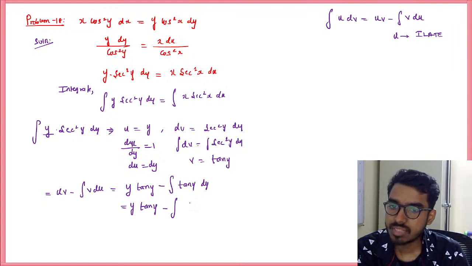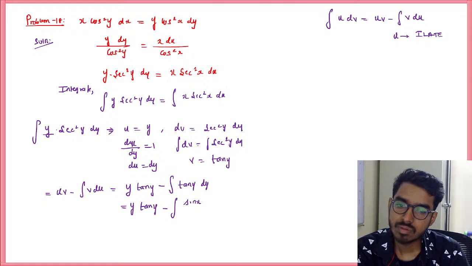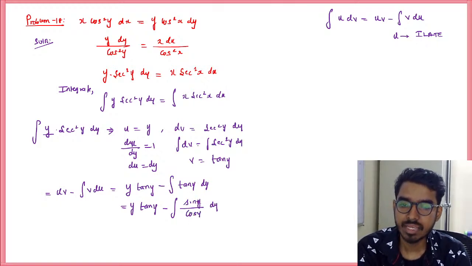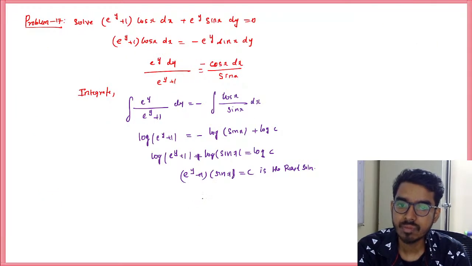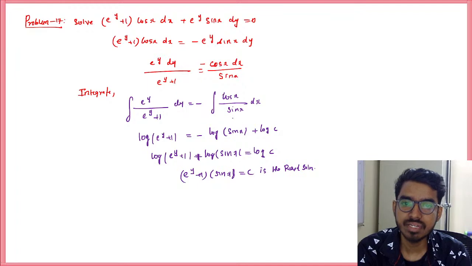Tan y is what? Sin x, sin y by cos y dy, right? Sin y by cos y dy. Sorry, this is actually cos by sin, this is cot x. Derivative of sin x is cos x.